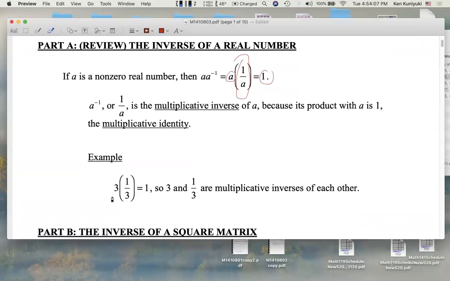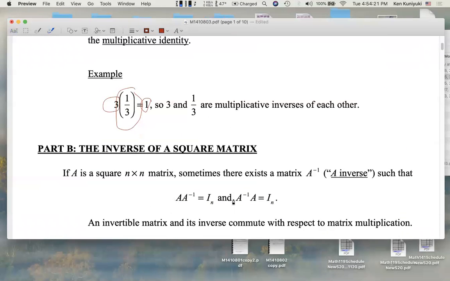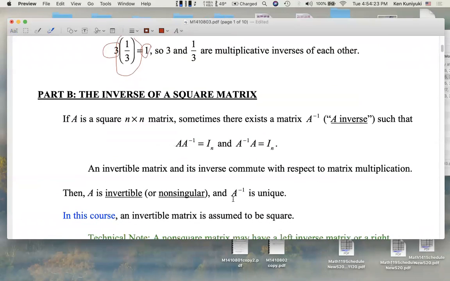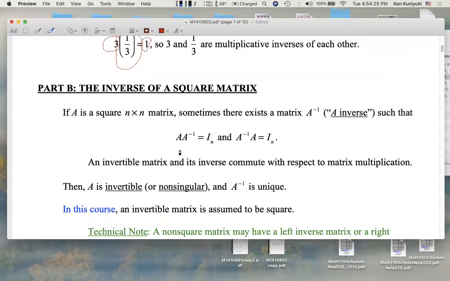For example, if A is 3, what's the multiplicative inverse of 3? Well, 3 times what gives us 1? 3 times a third gives us 1. The reciprocal. So likewise, what's the deal with the inverse of a square matrix?